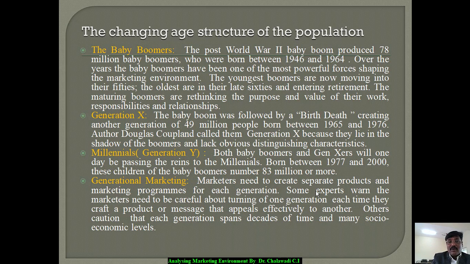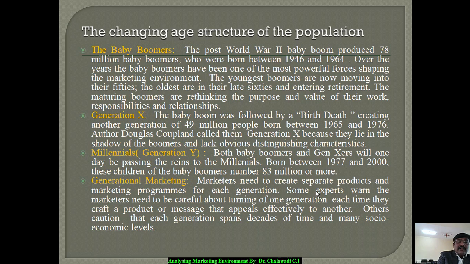The people born between 1977 and 2000 are called generation Y. Nowadays, the age structure of the population includes generation Y also, not only generation X. Say, for example, the children of baby boomers number more than 83 million throughout the world. Isn't it? So this is about generation baby boomers, generation X and generation Y.